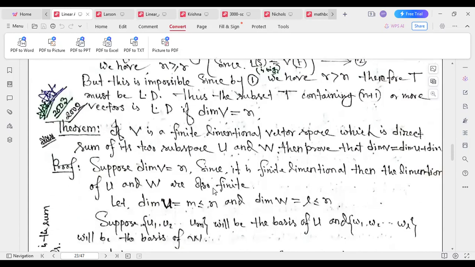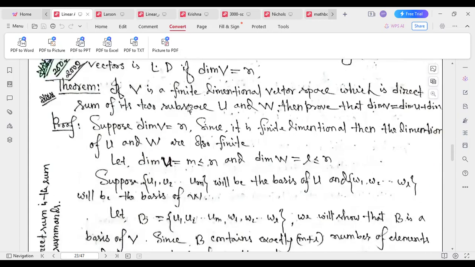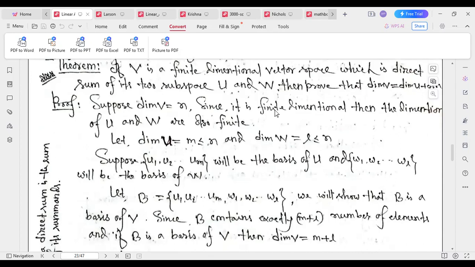Now another important theorem: if B is a finite dimensional vector space which is the direct sum of its two subspaces U and W, then prove that the dimension of B equals the dimension of U plus the dimension of W. Suppose dimension of B equals n. Since B is finite dimensional, the dimensions of U and W are also finite. Dimension of U equals m, which is less than or equal to n, where n is the dimension of B. And for another subspace W of B, the dimension of W will be L, which is less than or equal to n.